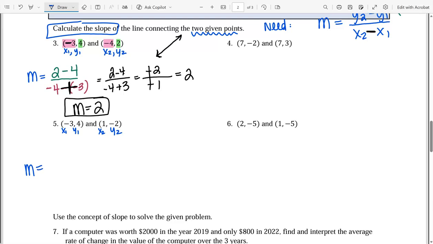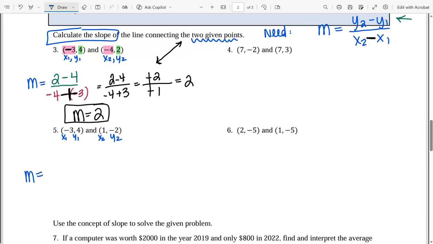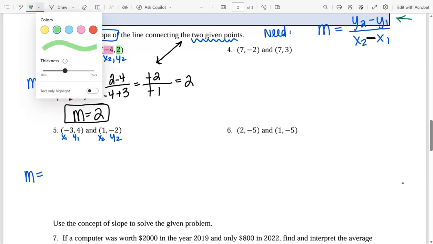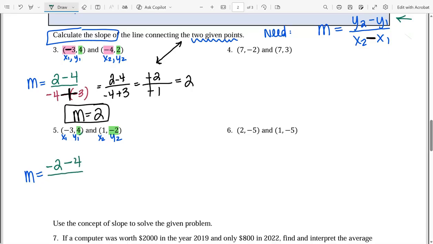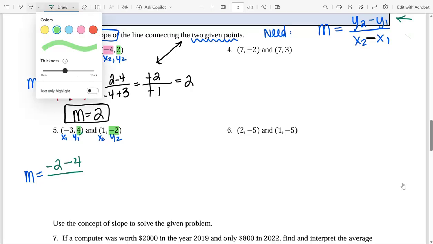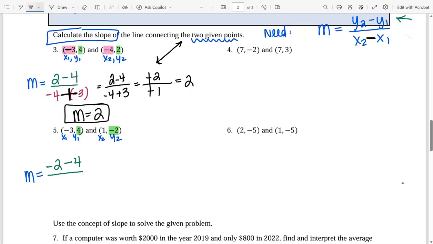M equals. According to the formula, first thing I'm going to do is subtract my y coordinates. So my second y minus the first one. Second y was -2. Subtract. The first y coordinate was 4. Then I move down into my x's.